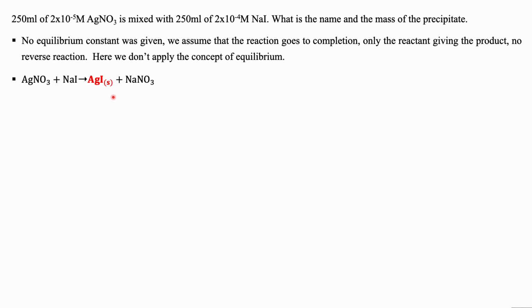Now they are asking for the name and the mass of the precipitate. Here we need to determine the mass of the precipitate, but we don't have the KSP. That means we consider that the reaction goes to completion. We are not going to consider the reaction as in equilibrium. Since no equilibrium constant was given, we assume that the reaction goes to completion.